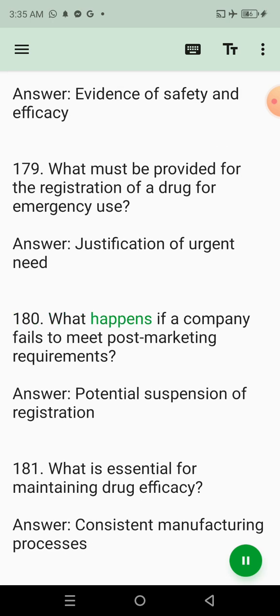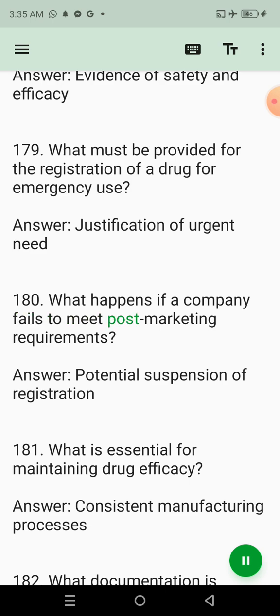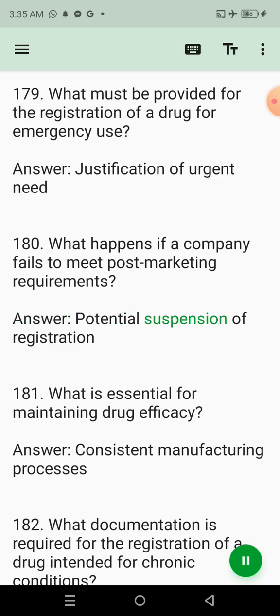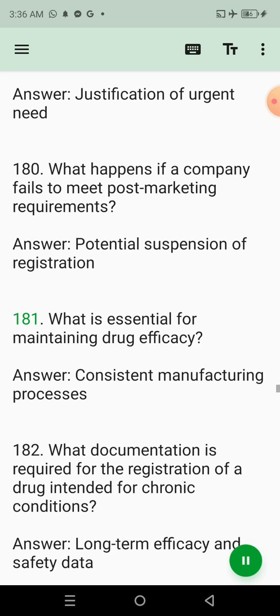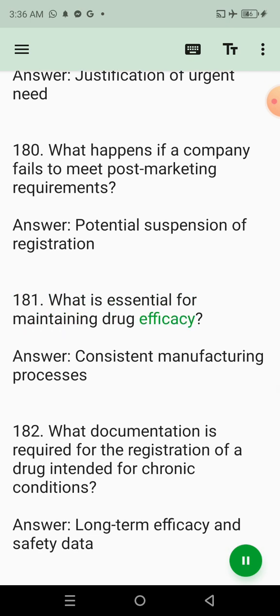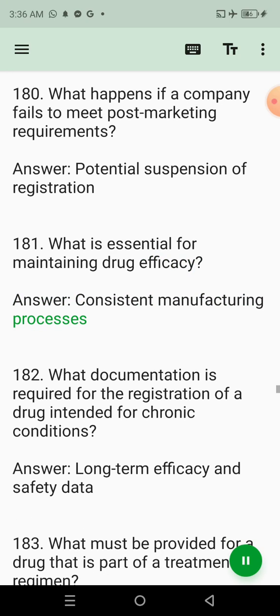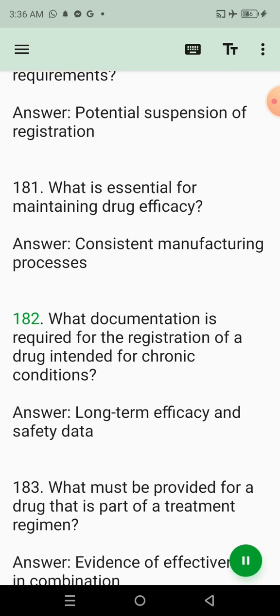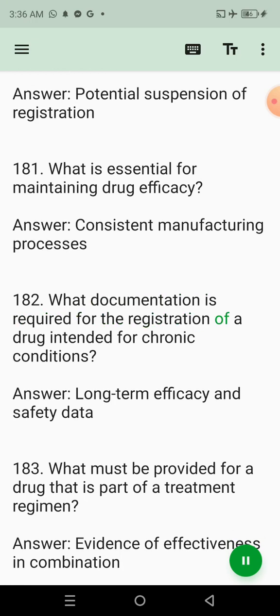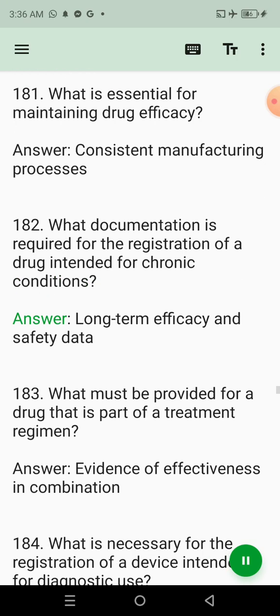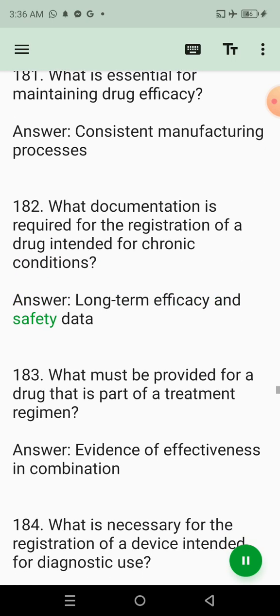180. What happens if a company fails to meet post-marketing requirements? Answer: potential suspension of registration. 181. What is essential for maintaining drug efficacy? Answer: consistent manufacturing processes. 182. What documentation is required for the registration of a drug intended for chronic conditions? Answer: long-term efficacy and safety data.